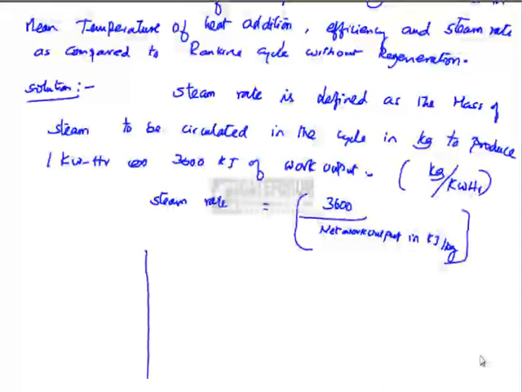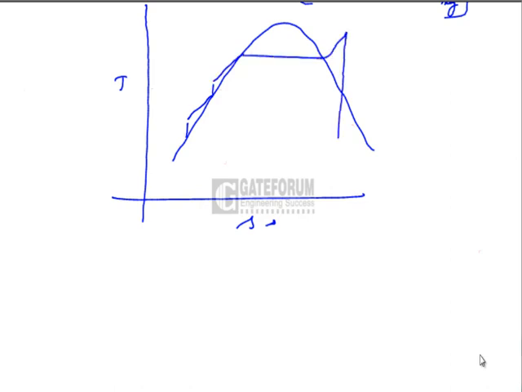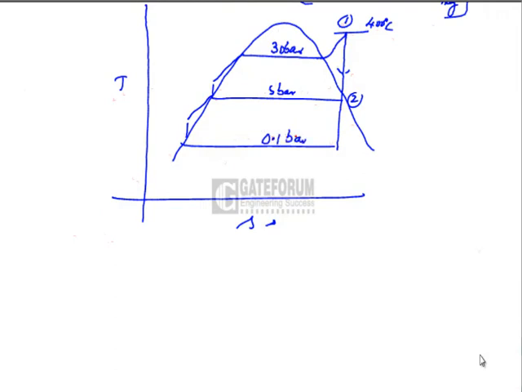Now let us draw the cycle on a temperature entropy diagram and give the salient points. There are three pressures in the problem. They are 30 bar boiler pressure, with an inlet temperature of the steam to the turbine of 400 degrees centigrade. There is a bleeding pressure of 5 bar, and a condenser pressure of 0.1 bar. Boiler pressure is BP, condenser pressure is CP. In between we have the bleeding pressure at 5 bar.